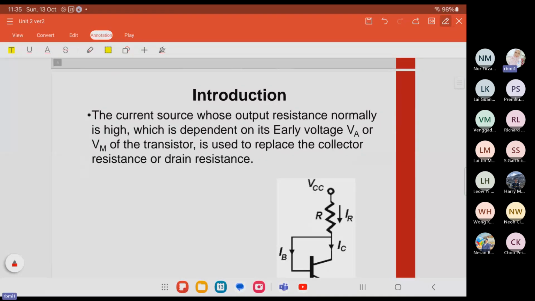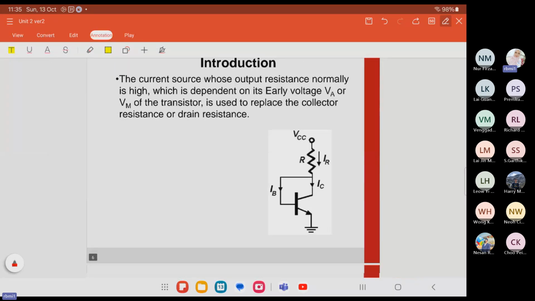Okay, so this is the basic current source circuit using a bipolar junction transistor. I hope you guys still remember, this is the collector, this is the base, and this is the emitter. Okay, the current source, whose output resistance normally is high, depends on the early voltage or the VA. It's used to replace the collector resistance or drain resistance.